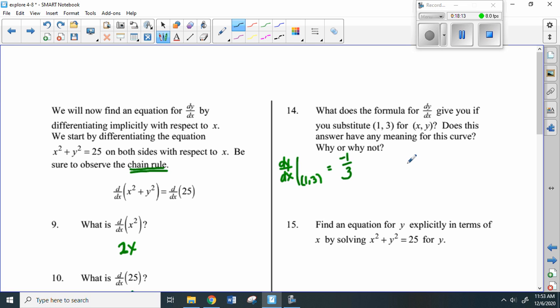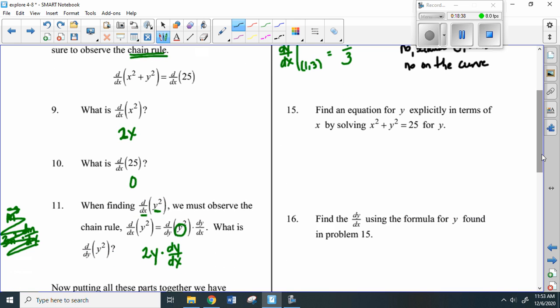All right, so please understand that. No, because 1, 3 is not on the curve. Okay, so you do have to make sure that when you're finding values at points, it actually is on the function. Okay, all right, so let's find an equation for y explicitly in terms of x.